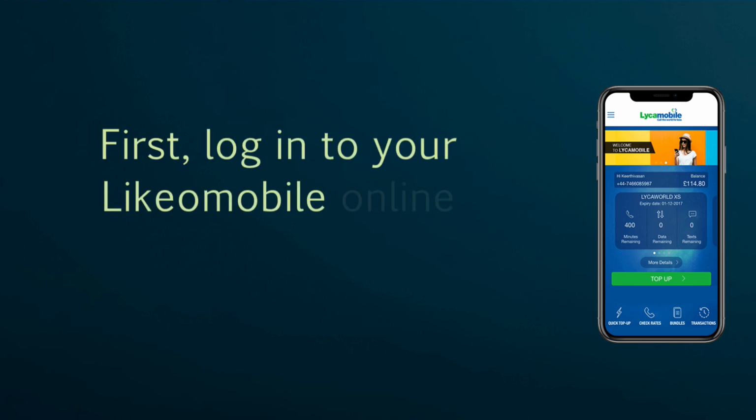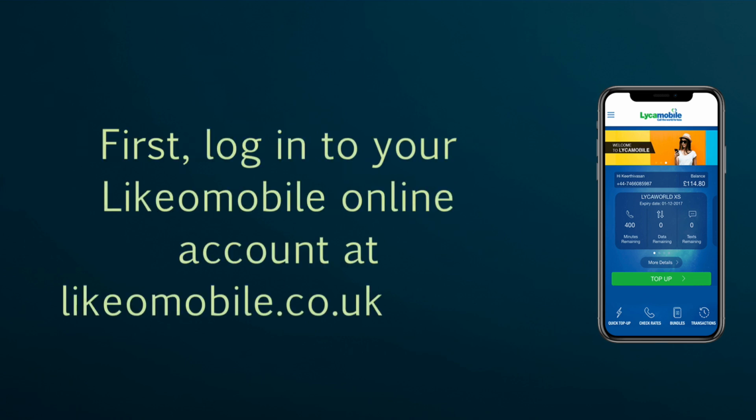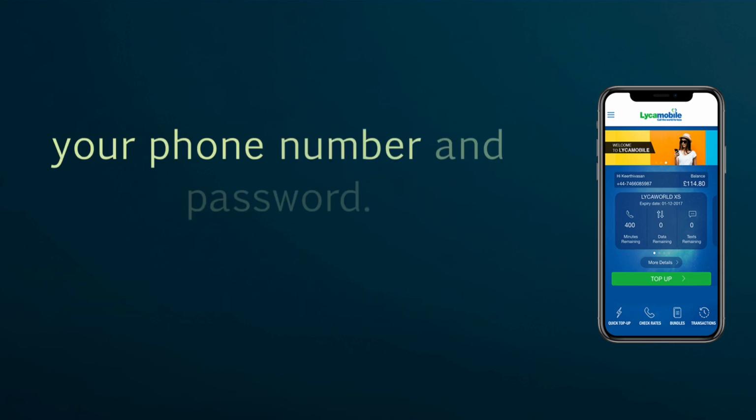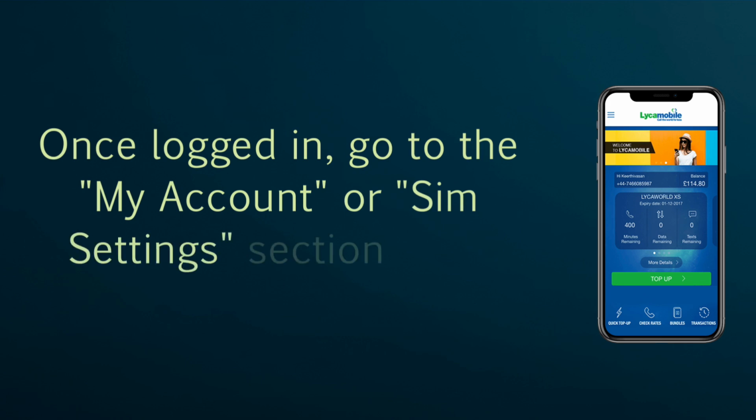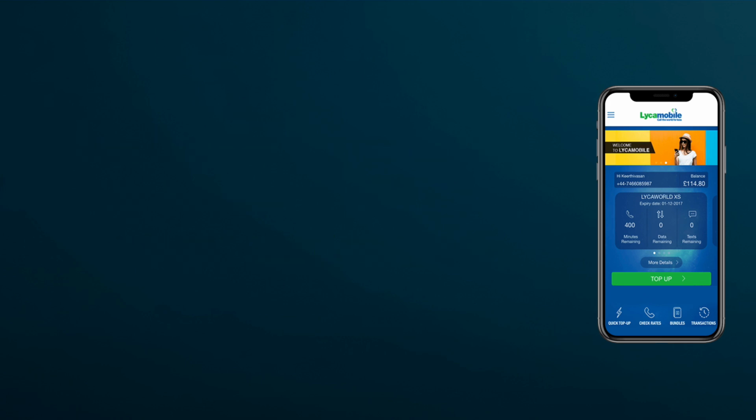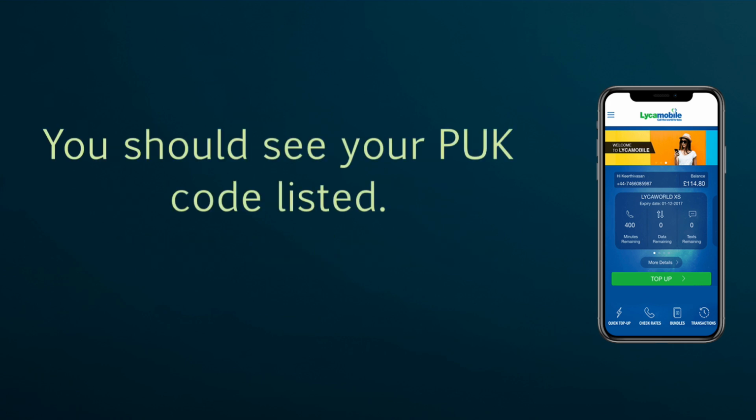First, log in to your Lycamobile online account at lycamobile.co.uk using your phone number and password. Once logged in, go to the My Account or SIM Settings section. Here, you should see your PUK code listed.